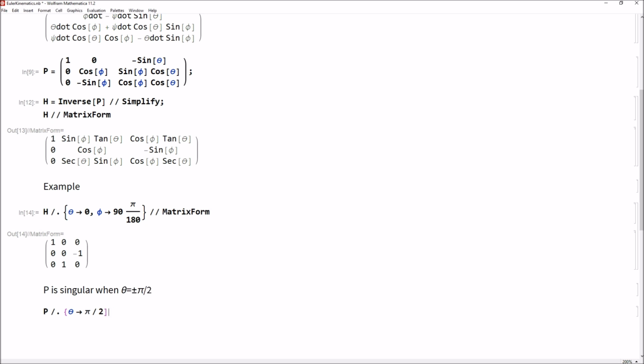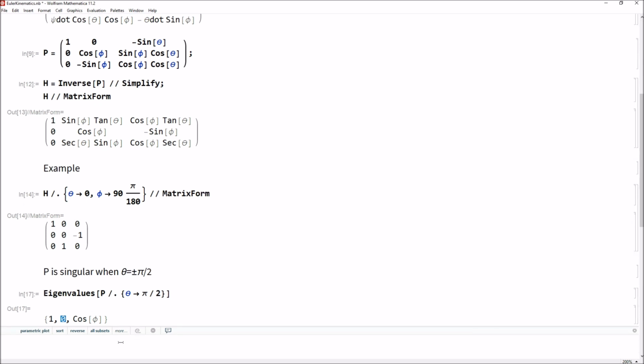Actually, we can kind of just leave it like this. Okay, here's what P is. Let's look at the eigenvalues of this thing. And look at that. Bam. Eigenvalue of 0. So I think we've got a little bit of a problem here.